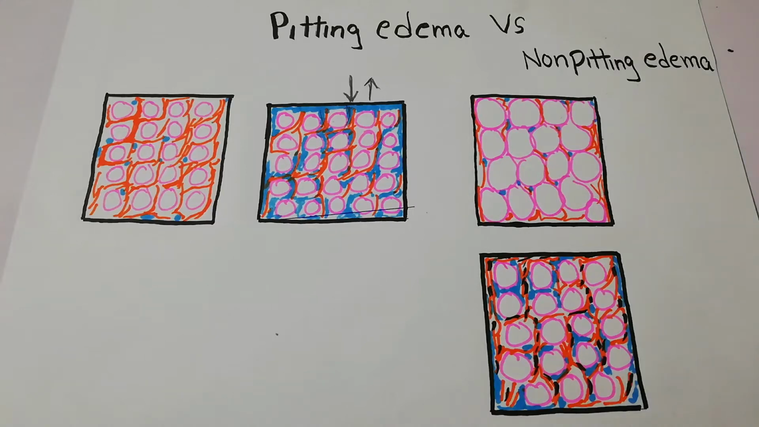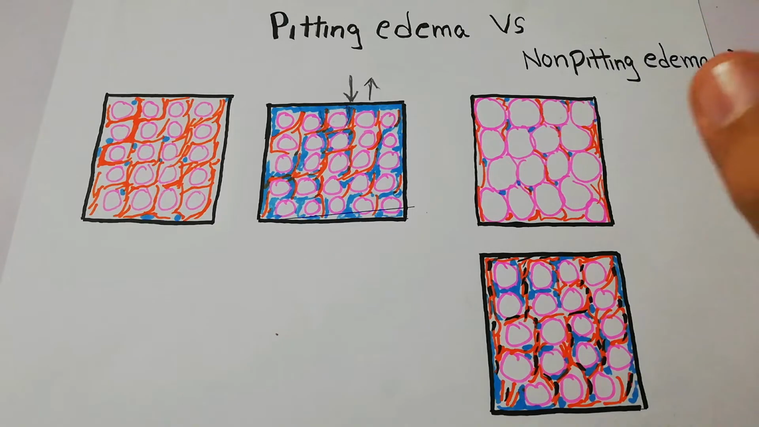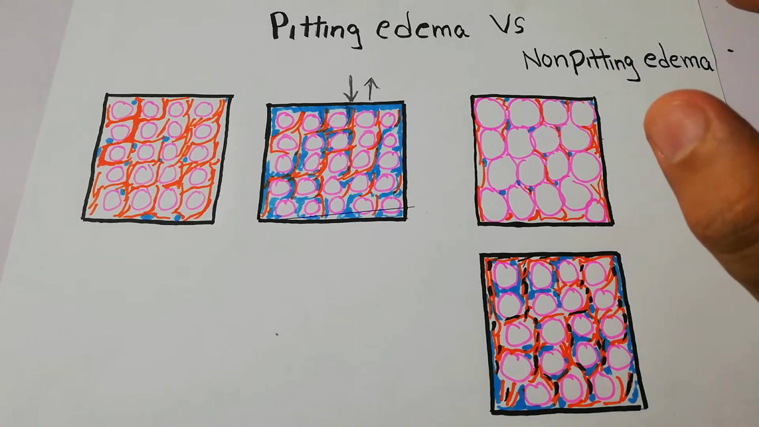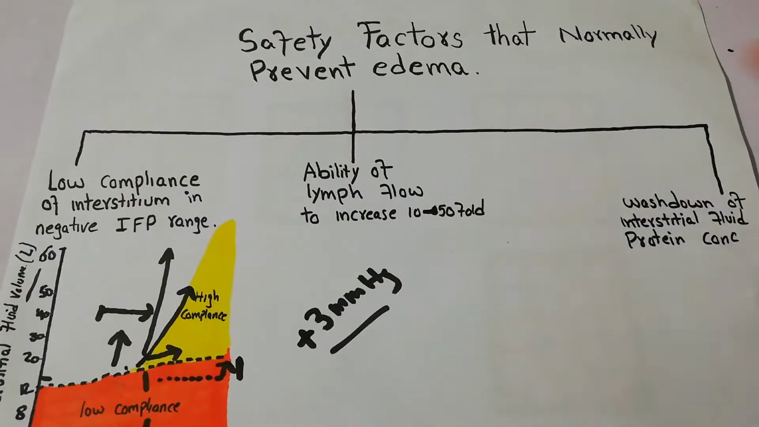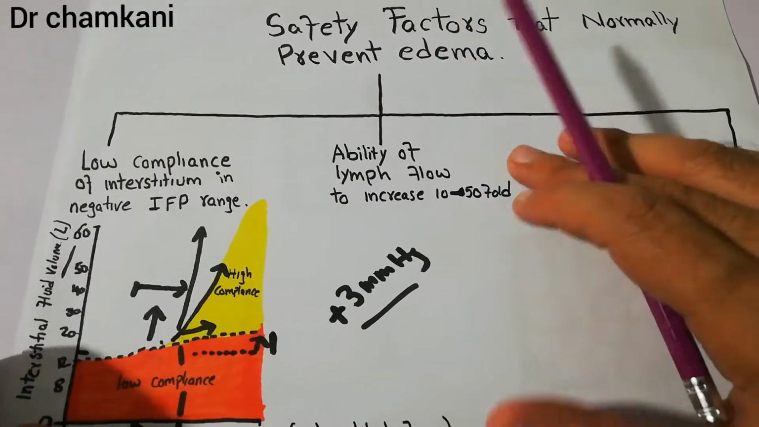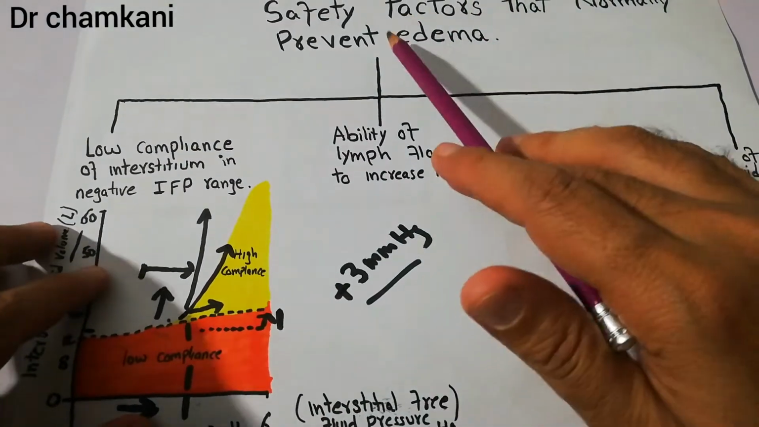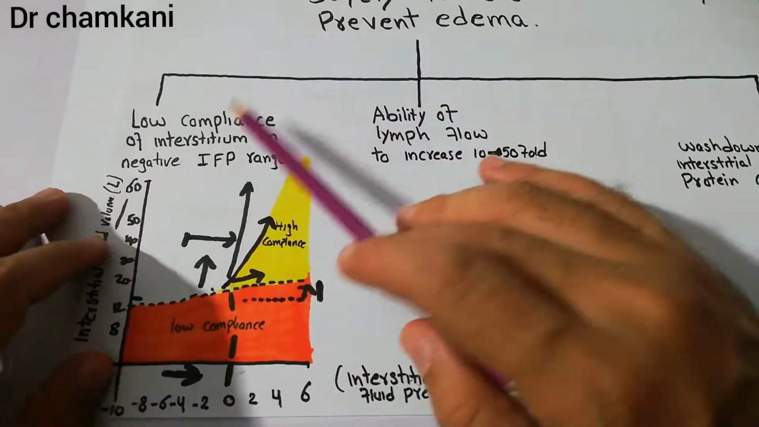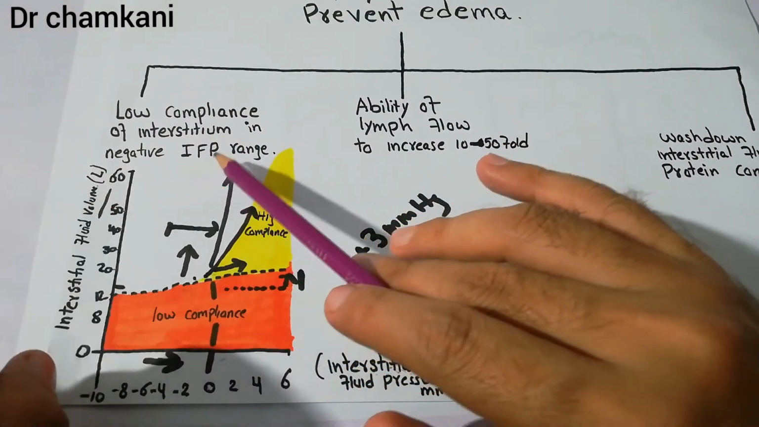In this lecture, we will talk about the pathophysiology of pitting edema and non-pitting edema. This lecture is purely from a physiology point of view, and it is in continuation with our previous lecture, which is about the safety factors that normally prevent edema. In this lecture, we discussed that there are basically three main safety factors which try to prevent edema. And the first factor is low compliance of the interstitium in the negative interstitial fluid pressure range.